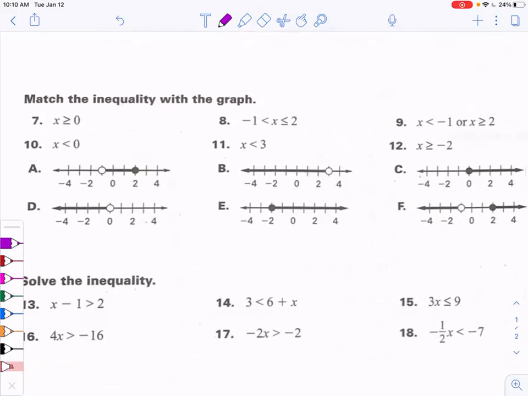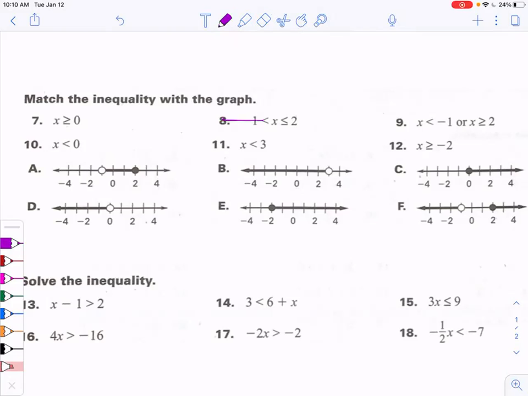The next ones are matching. So we're going to match the inequality. And number 7 says x is greater than or equal to 0. What letter is that? One letter would be x is greater than or equal to 0. Make sure it says equal to as well. So if it says equal to, we're looking for a closed circle.